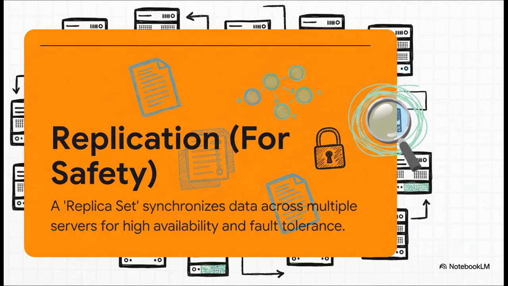Next, for safety, there's replication. This is basically your data's insurance policy. You don't just have one server holding all your precious information. Instead, you have a whole group of them called a replica set that are constantly keeping synchronized copies. So if your main server ever goes down, one of the backup servers is automatically promoted to take its place. This is huge for preventing data loss and keeping your app online.